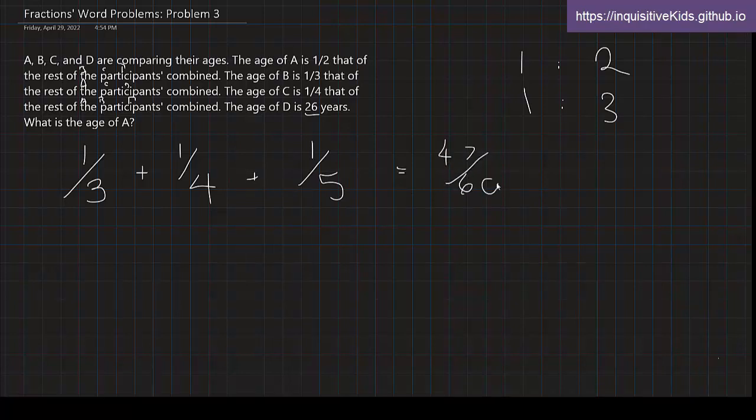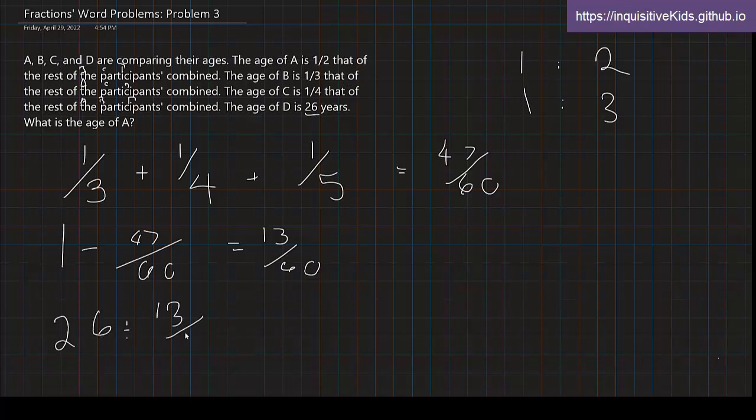Adding them gives 47/60ths. Okay, 47/60ths. And now we subtract that from 1, the whole, and we get 13/60ths. But we're not done yet, because we need to now take that 26 and divide that by 13/60ths, which equals 26 times 60 over 13. Now we can simplify this by crossing out 13, and 26 turns into a 2.